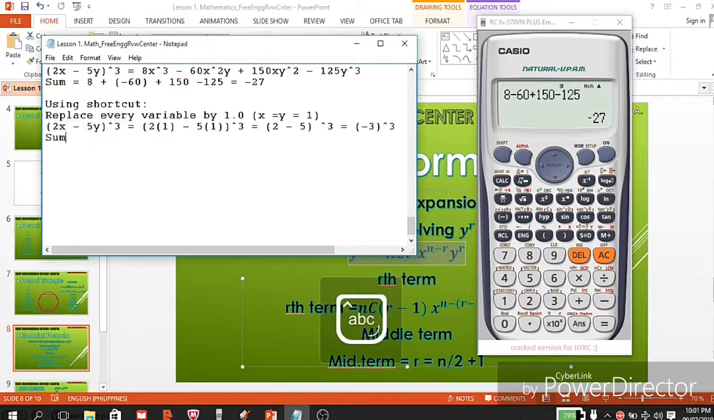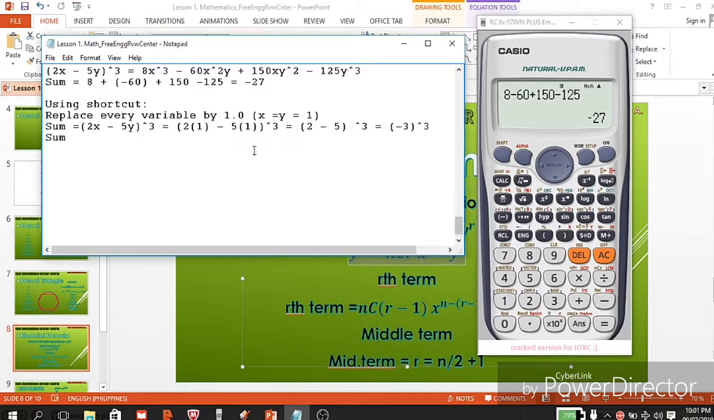And therefore, the sum of the coefficients will be this one. So we have negative 3 raised to the power of 3, and that is negative 27. So we get the same answer.